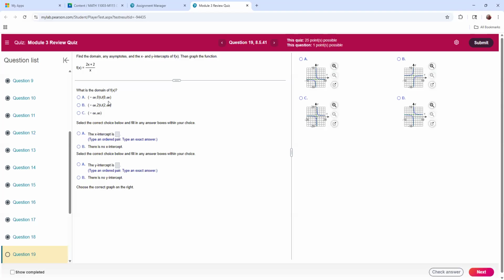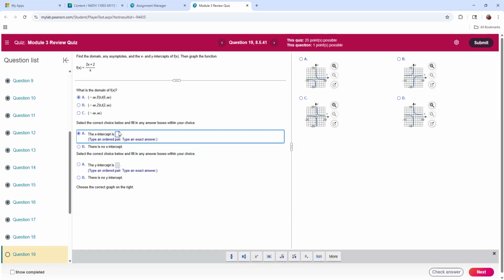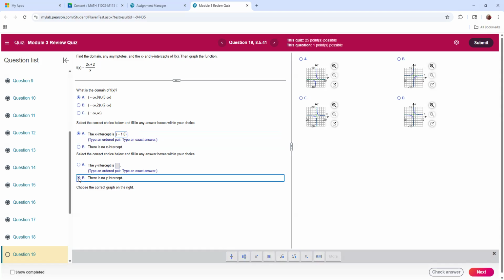All right, so -infinity, 0, 0, positive infinity. So we had A for our domain. We had an x-intercept. Now the x-intercept has to be an ordered pair. So parentheses, -1, comma 0, close parentheses. Now we said we don't have a y-intercept because that thing was undefined. So now we got to choose a graph.